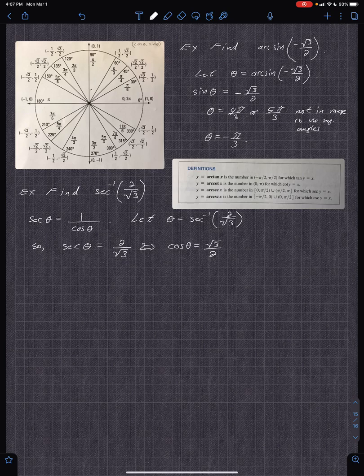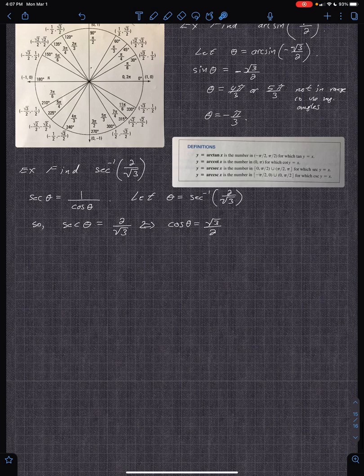So that's kind of a standard practice. If you can change to sine and cosine, that's usually better. That's usually what you want to do, if it makes sense.